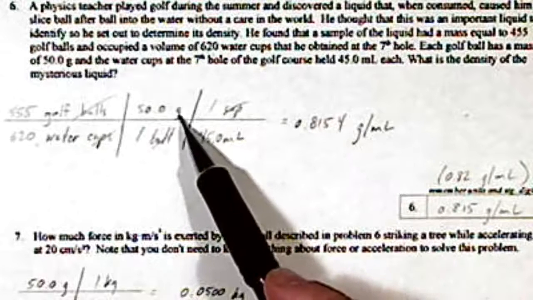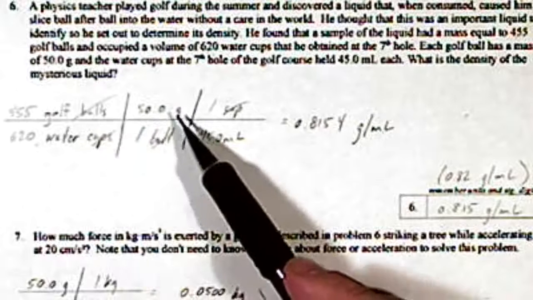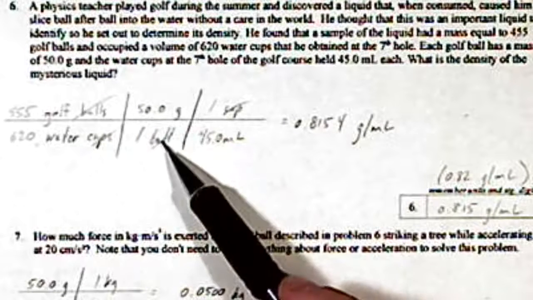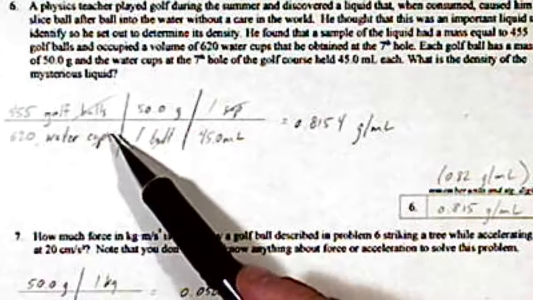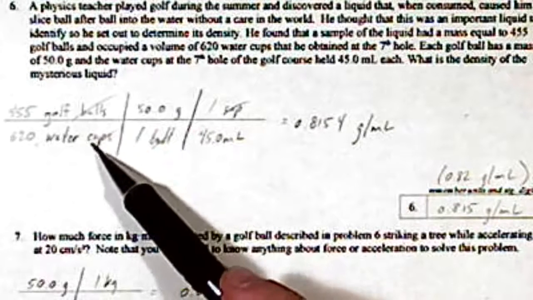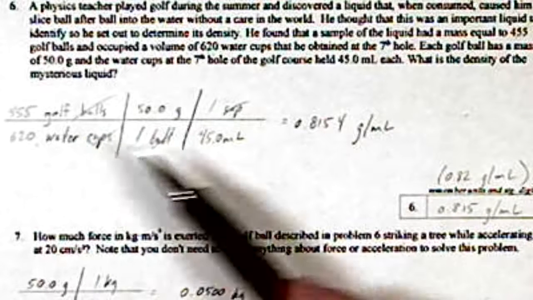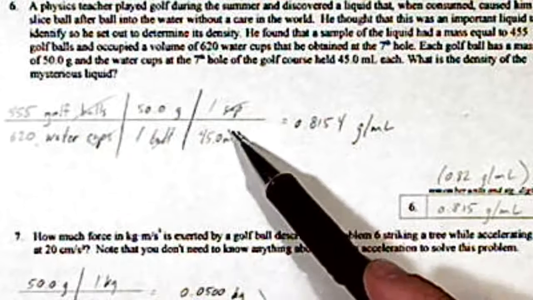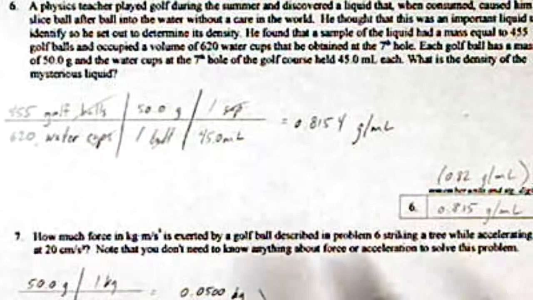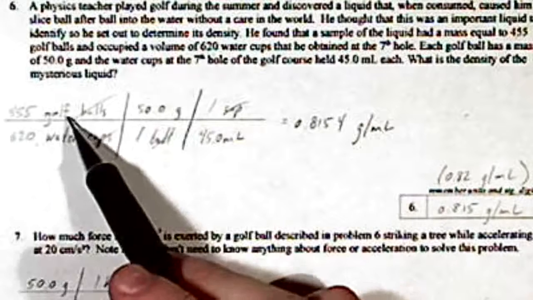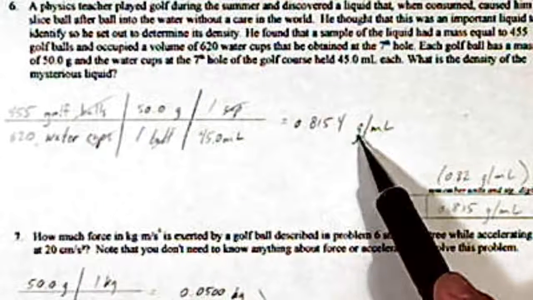So that means I need to switch from golf balls into the mass of golf balls, and there are 50.0 grams every golf ball. Takes care of that. And then I want to get rid of the unit of water cups and put that into the volume of water cups, which is milliliters. I know that every cup is 45.0 milliliters. Multiplying and dividing this out, I get 0.08154 grams per milliliter.